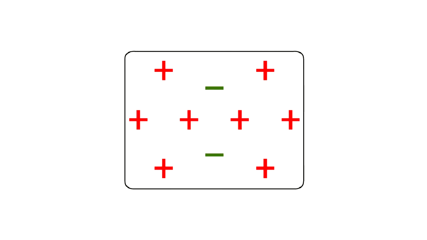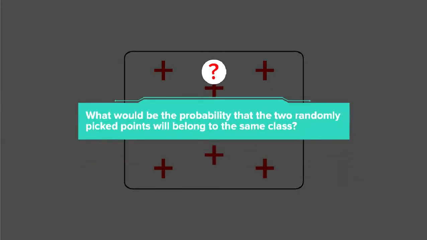Let's say we have a node as shown here on the screen. So what Gini denotes is that we pick 2 points from a population at random. What would be the probability that they belong to the same class? Let's say we have a completely pure node as you can see on the screen. Can you guess what would be the probability that 2 randomly picked points will belong to the same class?